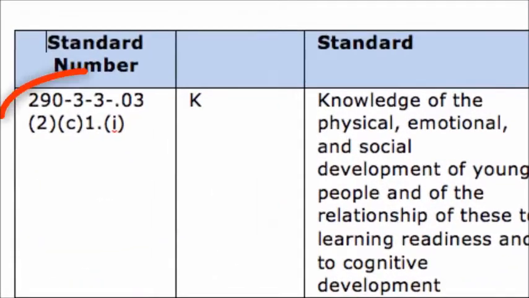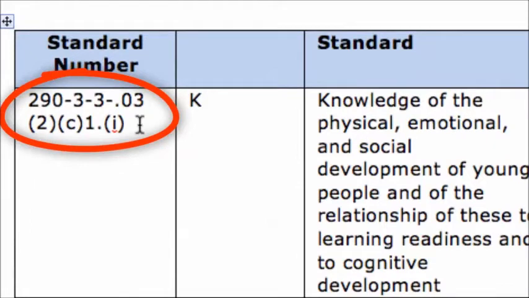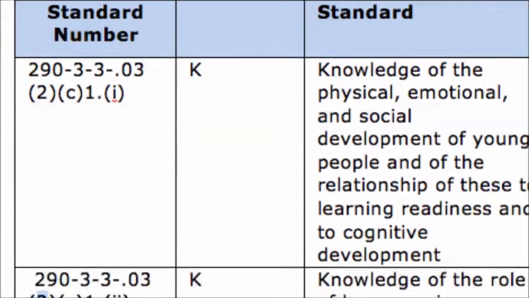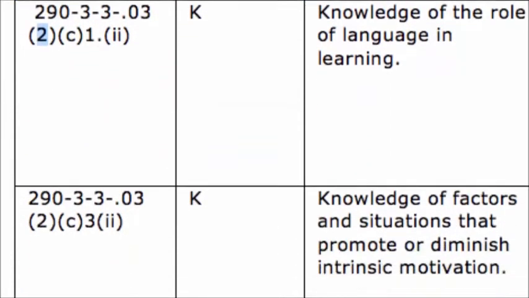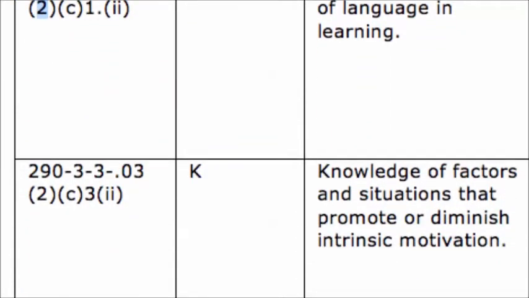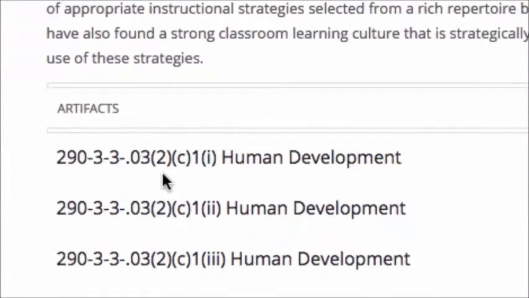This one is 290-3-3-.03. That tells you it's QTS. The 2 tells us that it's Teaching and Learning. Now we need to look for C1I. Let's scroll down a little bit. Notice C12, C32, etc. Now let's go into Teaching and Learning.